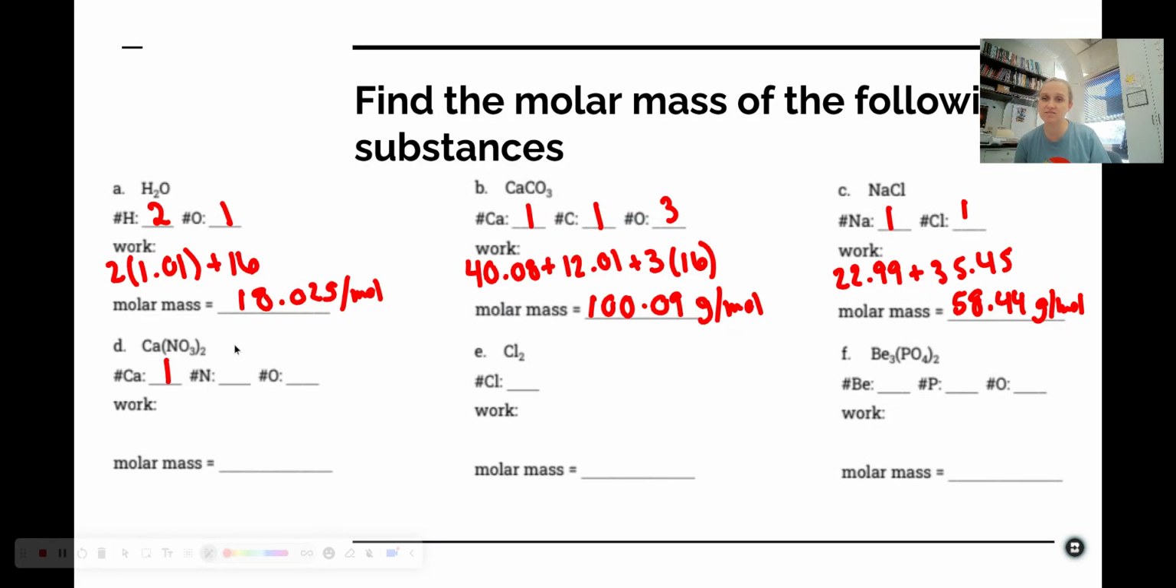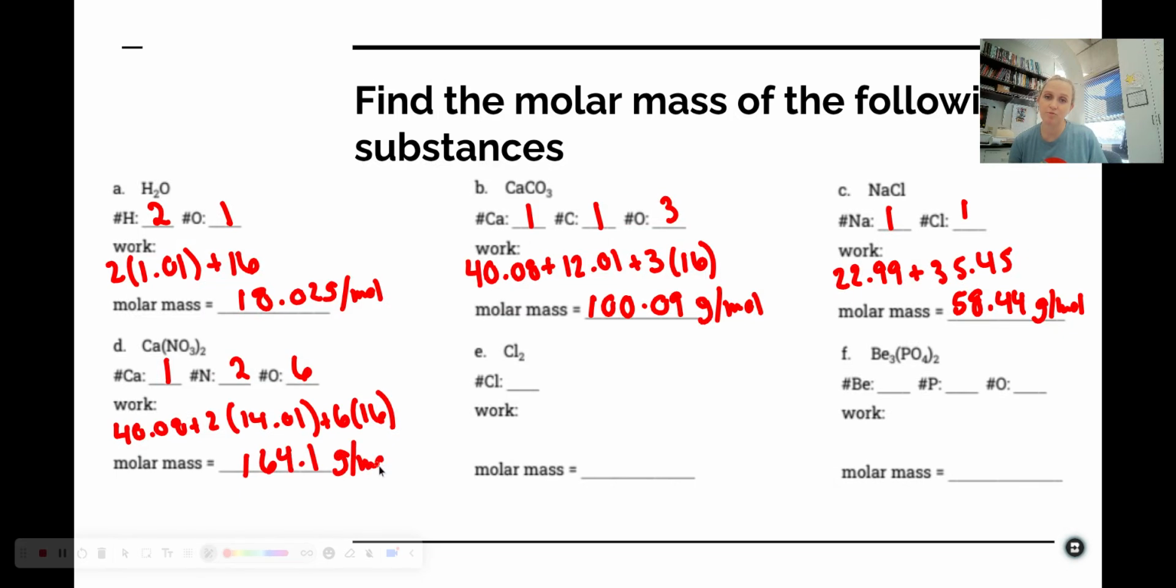Down here I've got 1 calcium, 2 nitrogens because that 2 has to go in, and 6 oxygens. So calcium is 40.08 plus 2 times my nitrogen, which is 14.01, plus 6 times 16. I'm going to plug this into my calculator real quick, which gives me 164.1 grams per mole.